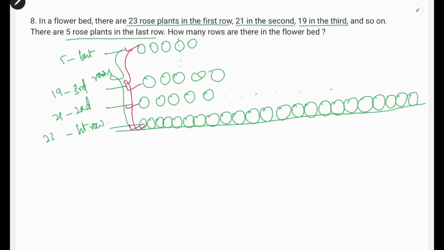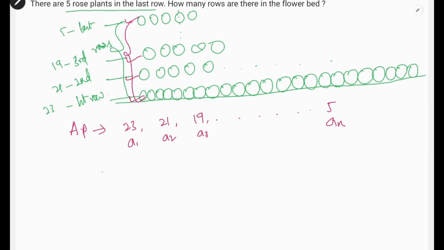Now we will write these numbers in an AP, an arithmetic progression. The first row is 23, second is 21, third is 19. This goes on, and the last one is 5. Now the first term is 23, second, third, and the last is an. Now we will find the common difference. D is equal to a2 minus a1, it is 21 minus 23, it is minus 2.